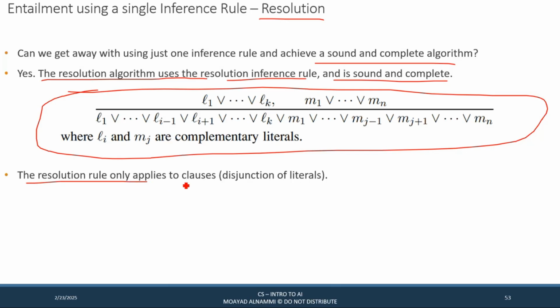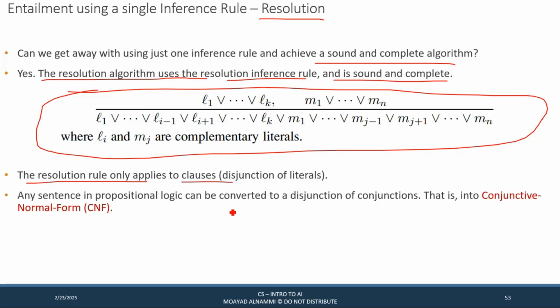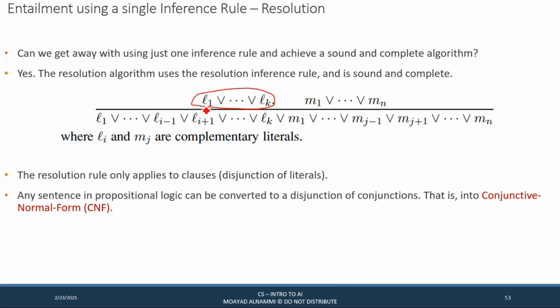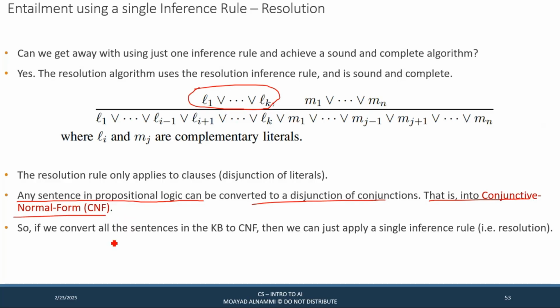The resolution rule only applies to clauses, or disjunctions of literals, right? So it only applies to sentences that look something like this. A disjunction of literals. That means our knowledge base sentences need to all be in this format, right? The good thing is that any sentence in propositional logic can be converted to a conjunction of disjunctions, that is, into conjunctive normal form. So all we need to do in order to use this resolution-based algorithm is make sure that we take our knowledge base and convert it to CNF.